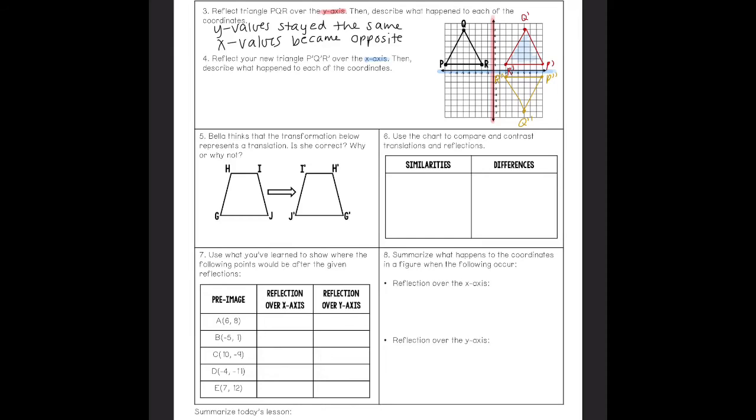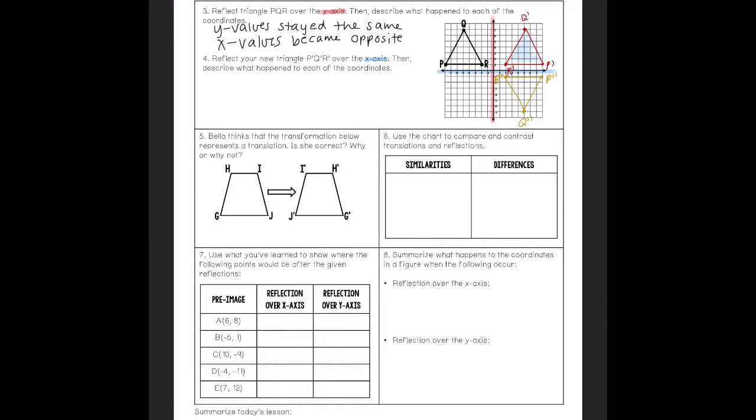Okay, so this time I reflected my image, so the image Q prime, P prime, R prime, over the x-axis. And as you can see, I had to label it with 2 apostrophes. We would call this Q double prime, P double prime, and R double prime, if we do 2 reflections on one coordinate plane. So let's talk about what happened to my coordinates going from my image to my next image.